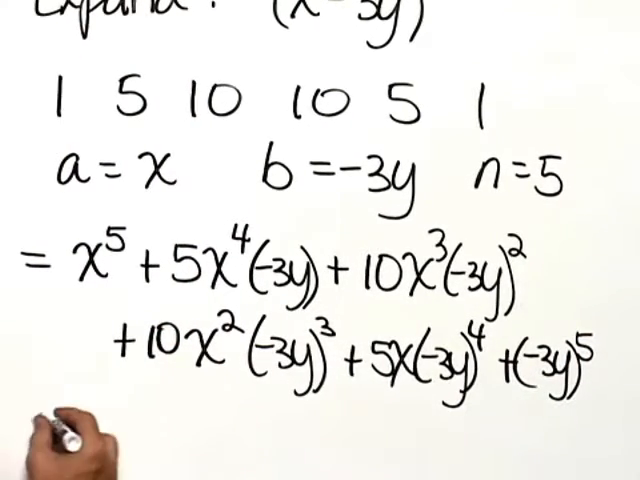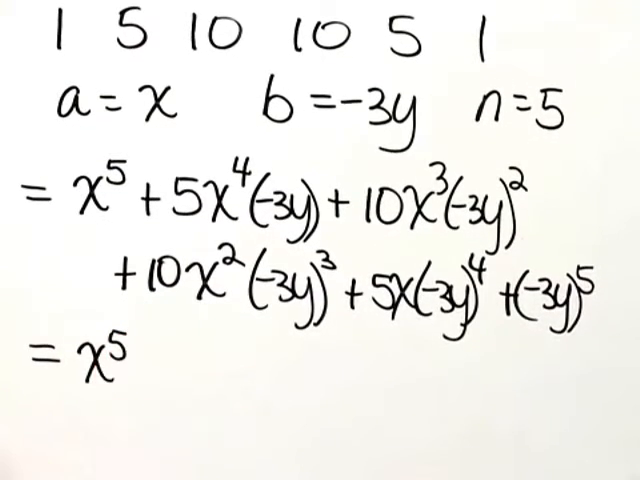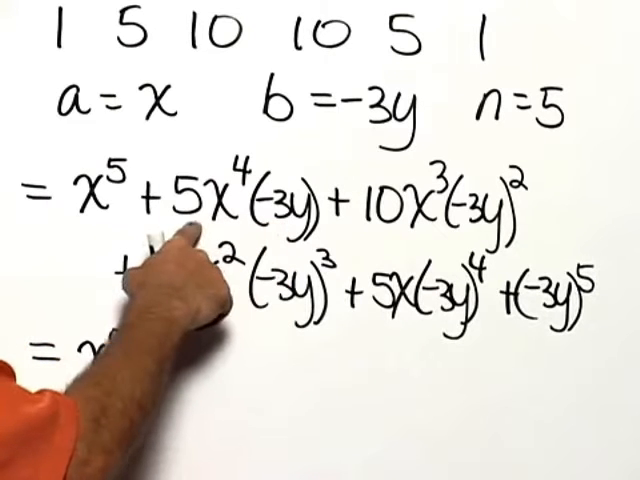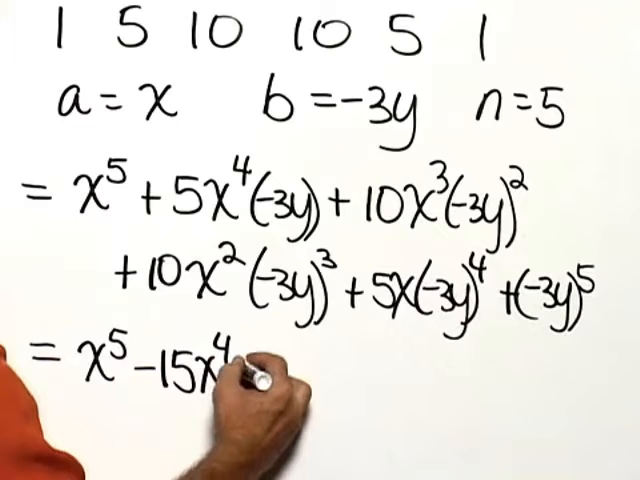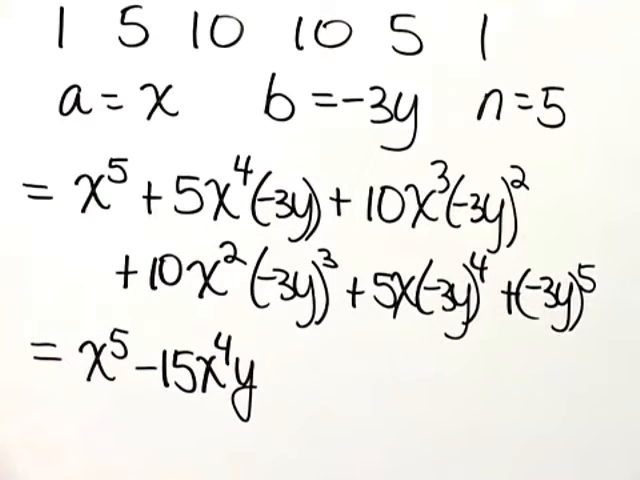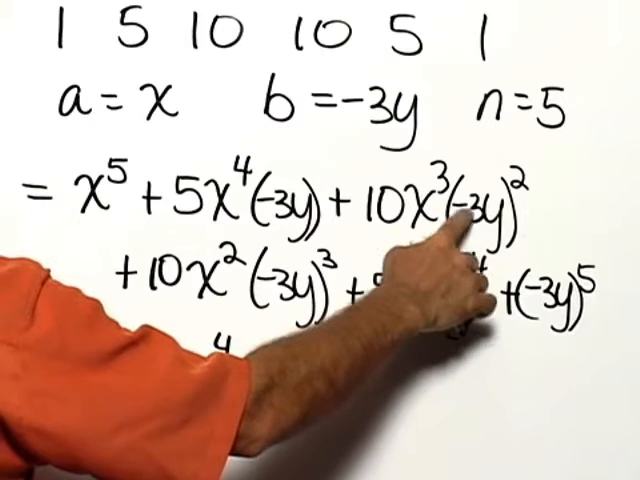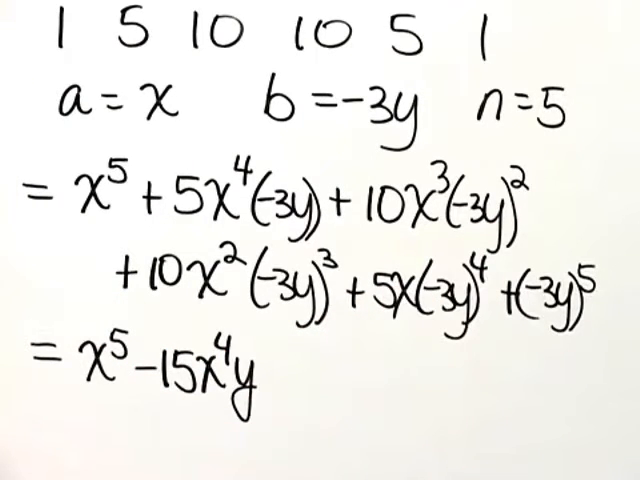Now let's simplify this a little bit further. X to the fifth remains as is. Here we can combine the negative 3 times the 5, which gives us negative 15 x to the fourth times y. Here we have negative 3y all squared. That gives us a total of 9y squared.